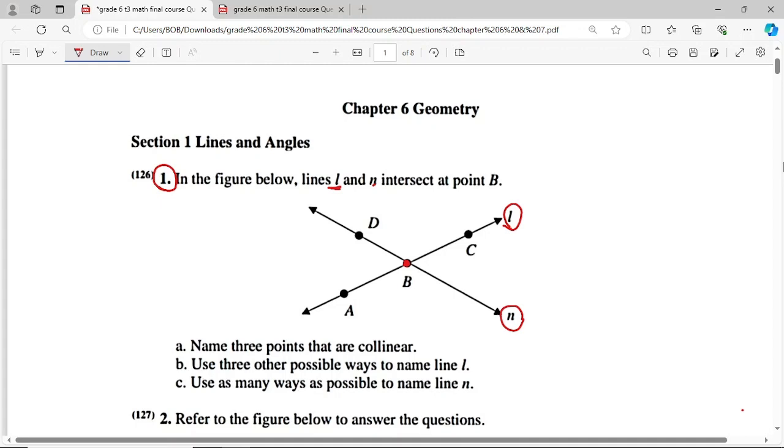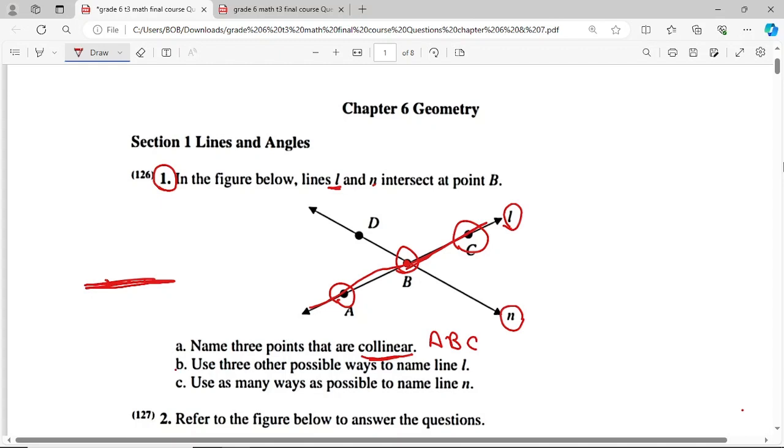Now, first question, name 3 points that are collinear. Collinear means any 3 points in the same line. Okay, so here we can see the 3 points are A, B, and C, 3 points on the same line. So the points are A, B, C.